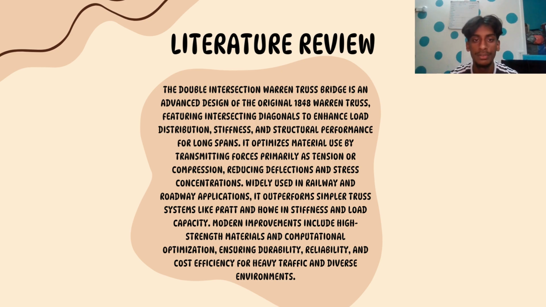As for the literature review, the double intersection Warren Truss Bridge is an advanced design of the original 1848 Warren Truss, featuring intersecting diagonals to enhance load distribution, stiffness, and structural performance for long spans. It optimizes material use by transmitting forces primarily as tension or compression, reducing deflection and stress concentrations. Widely used in railway and roadway applications.